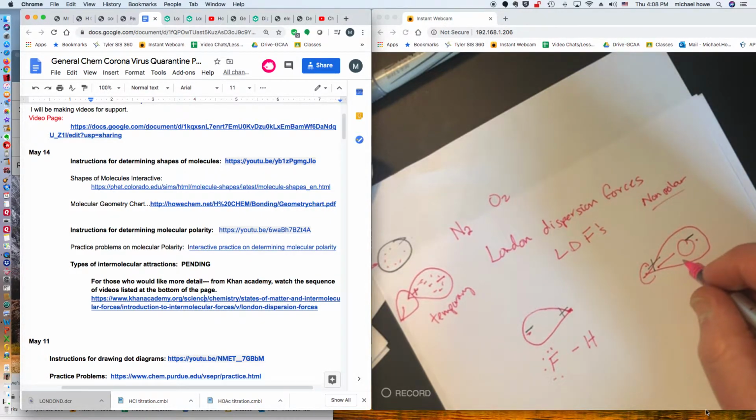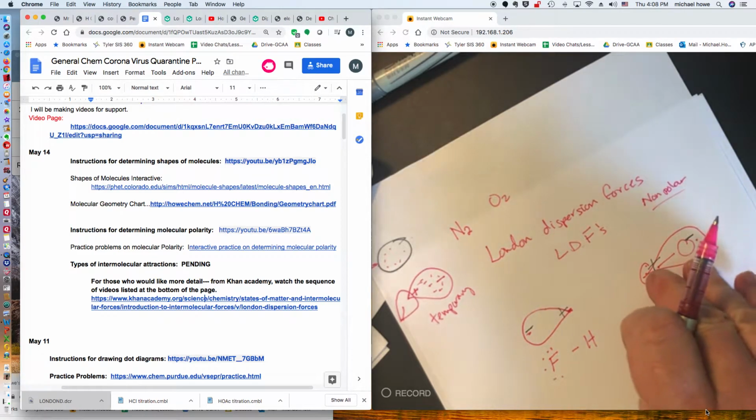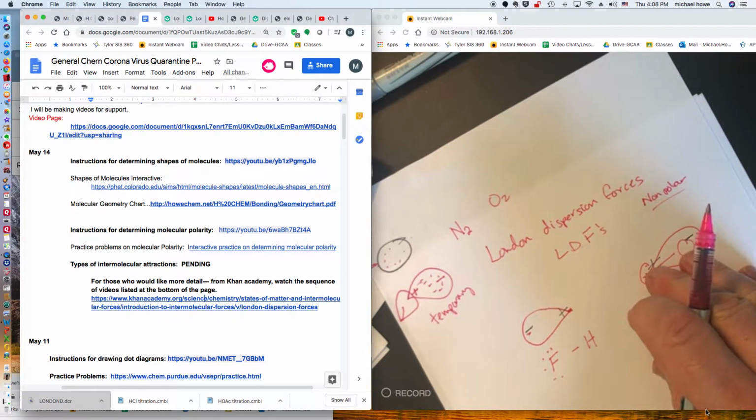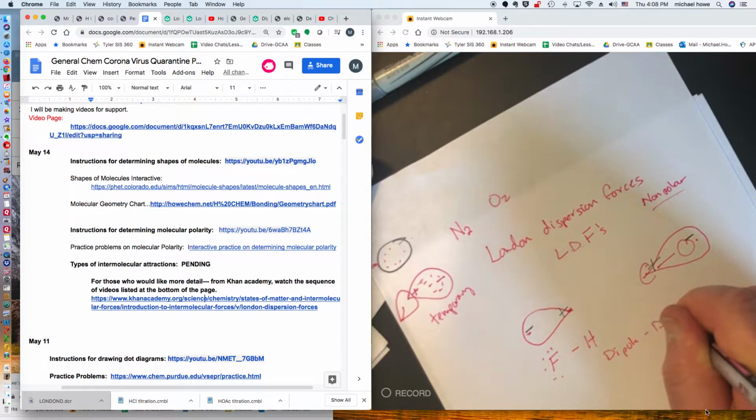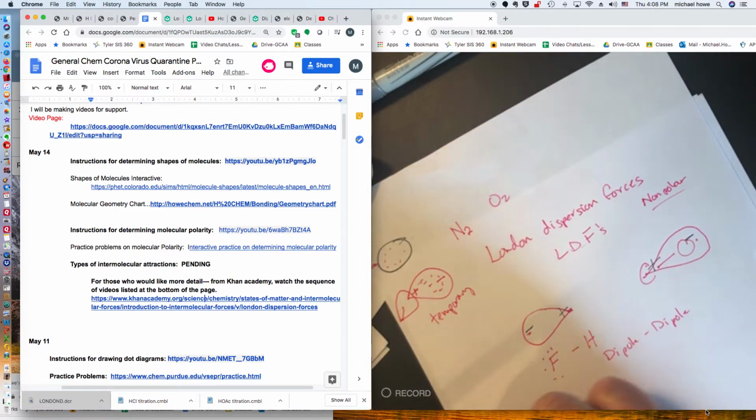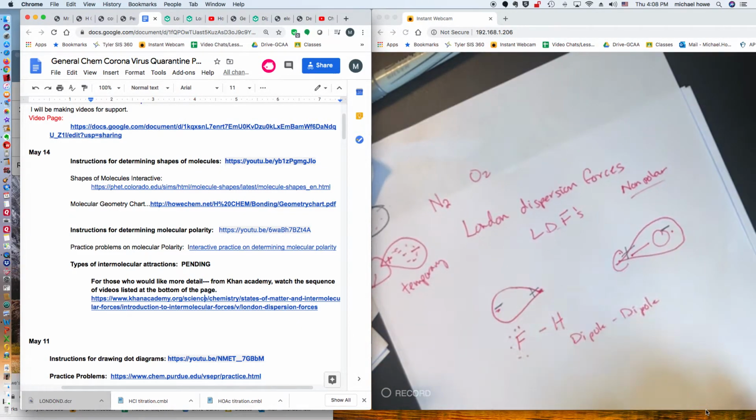So not only are they going to be held together by these LDFs, but they're also going to be attracted to each other because they have polarity, like magnets would be attracted to each other. So we call these dipole-dipole forces. And dipole-dipole forces are attractions between two polar molecules.